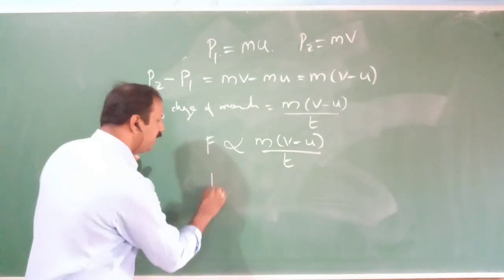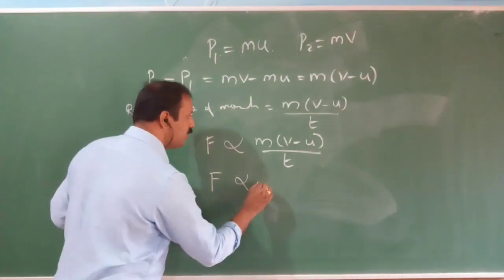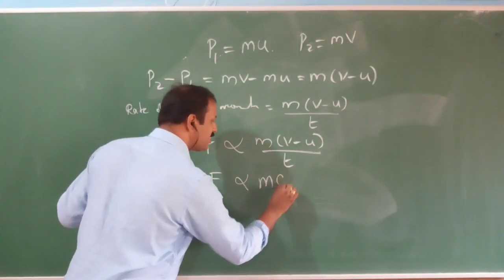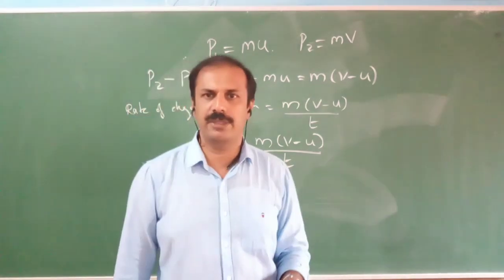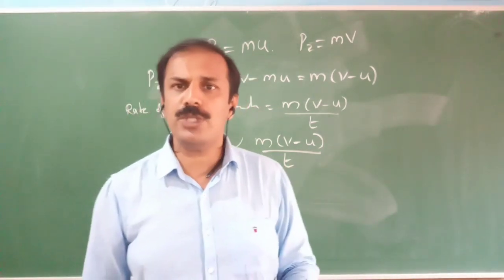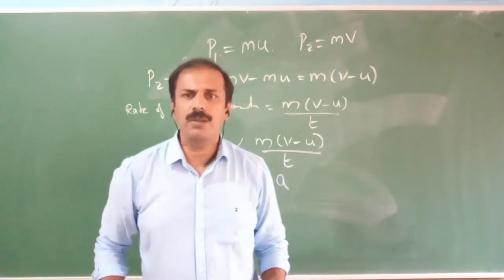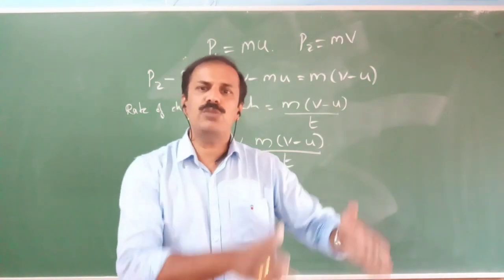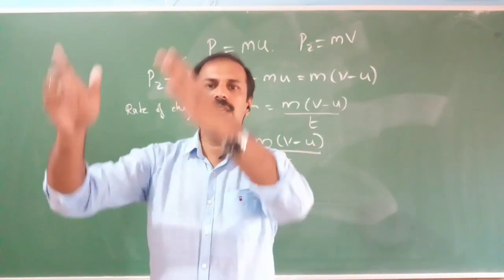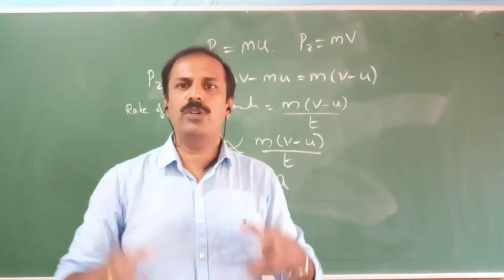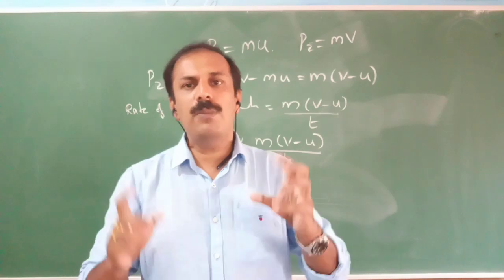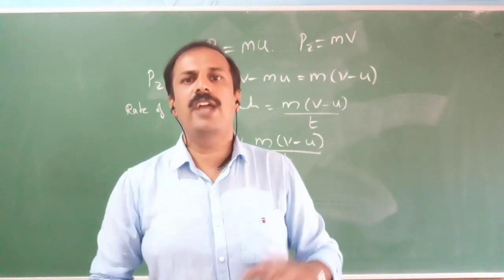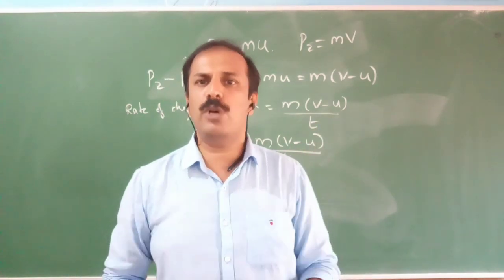So what can we write? Force is proportional to mass into acceleration. F is proportional to m into a. Now what is the meaning of proportional? Proportional means when you change one side, the other side also changes proportionally. For example, you are purchasing a biscuit packet. How many biscuit packets you purchase and how much money you have to pay, that is proportional.